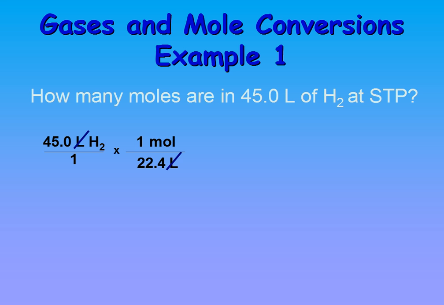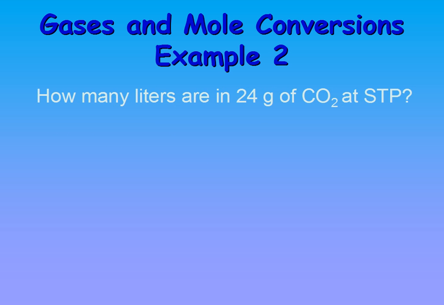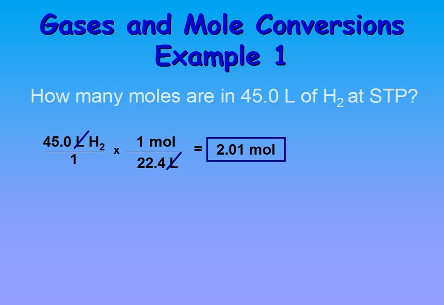Our liters will cancel out, and our numerator will have 45.0 times 1, and we'll divide that by 22.4. Both numbers have 3 sig figs, so when we calculate our answer, we want to round it to 3 sig figs, and we get that that should be 2.01 moles. Sorry, I went a little too fast.